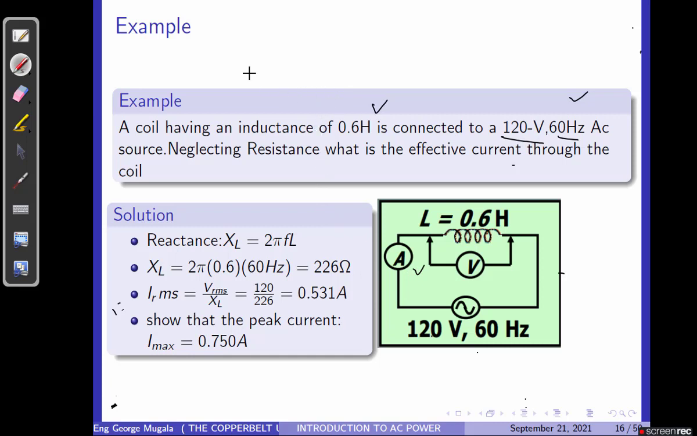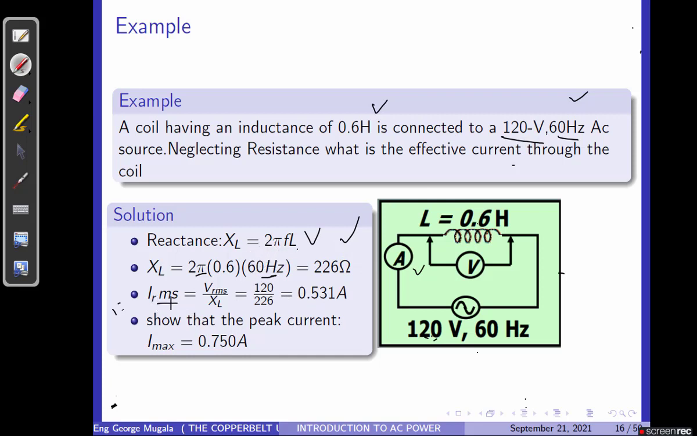Calculations here are simple. How do we know the current? We know the voltage. We know the value of Henry. So how do we calculate the effective current? Here's the procedure. At first, get the value of XL. How do you calculate it? 2 pi FL. XL is 2 pi times 0.6, which is the L, times the 60 Hz since the frequency has been given. So now we come up with the XL equivalent, which is 226 ohms.